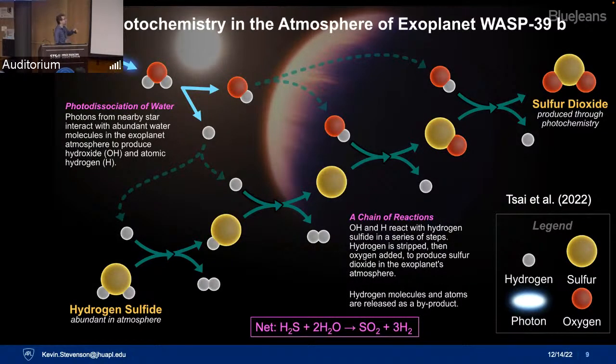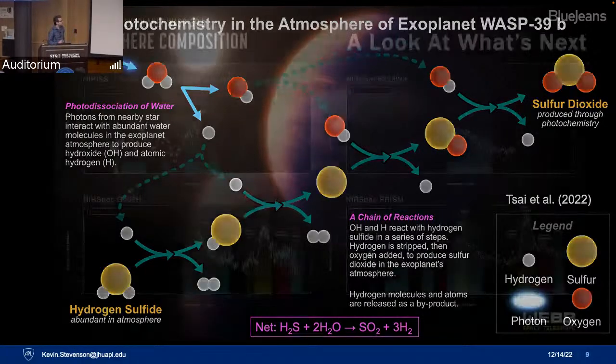The process itself is much more complicated than this, but essentially the idea is that you have the photodissociation of water, which breaks it down into its components, interacts with hydrogen sulfide through a chain of reactions, and then in the end you produce sulfur dioxide. You've got the net reaction on the bottom there, as you can see.